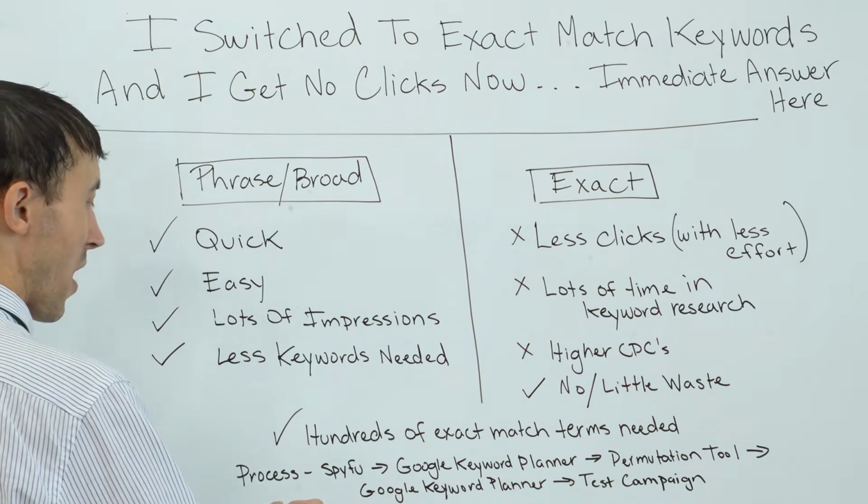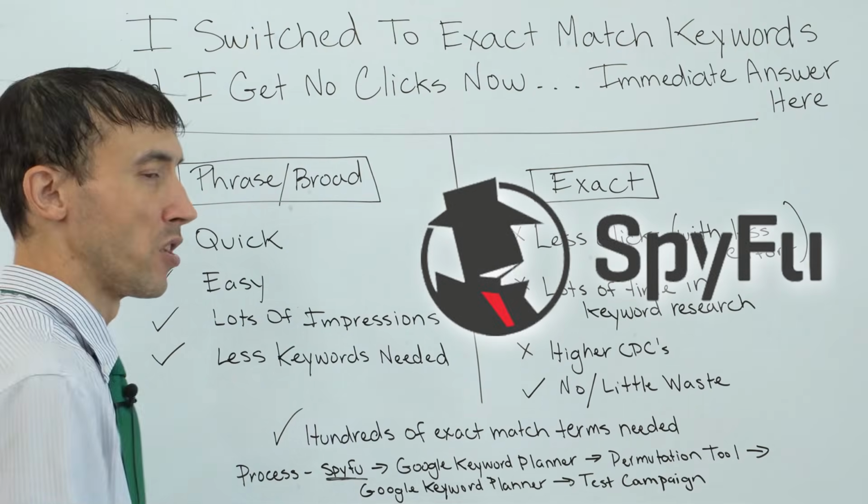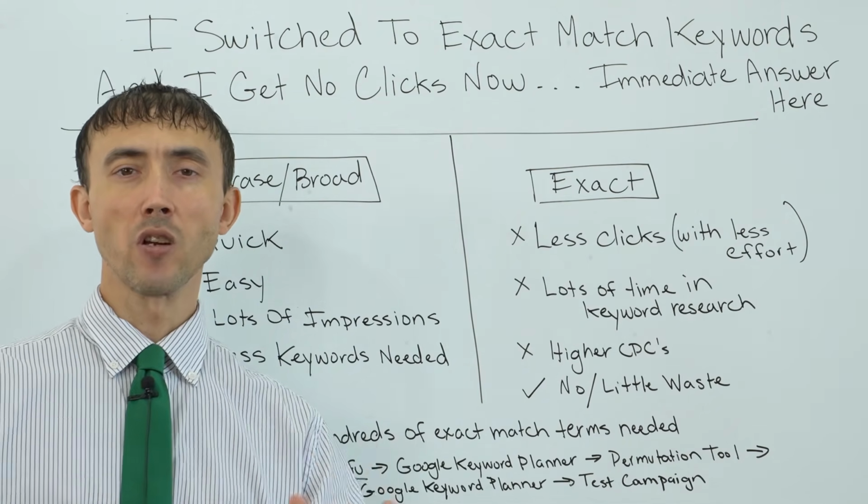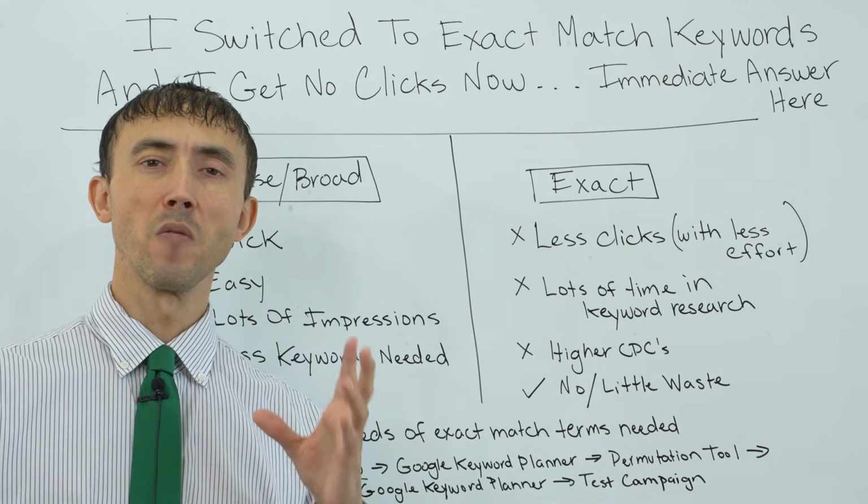Here's the process. Step 1 is to use SpyFu, or you could use SEMrush if you'd like, to find out all the keywords that your competitors are running. Not to say all of them are profitable.